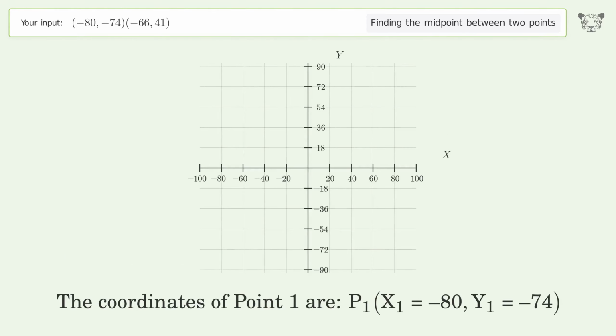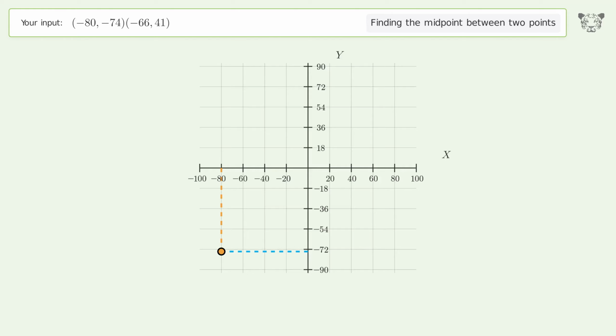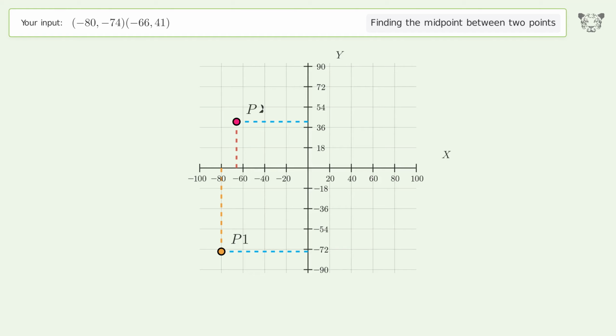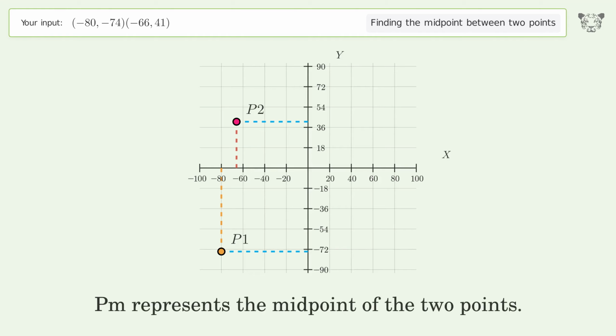The coordinates of point 1 are, x1 equals -80, y1 equals -74. The coordinates of point 2 are, x2 equals -66, y2 equals 41. PM represents the midpoint of the 2 points.